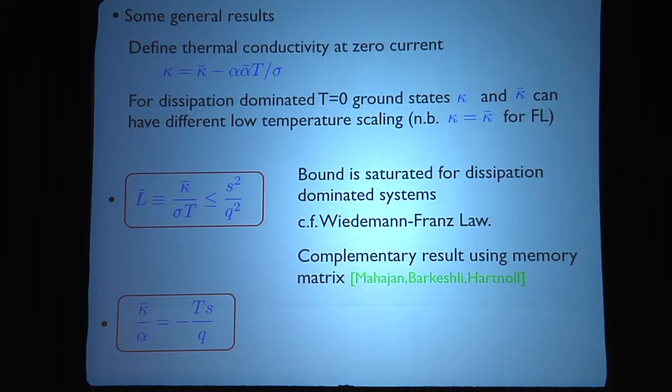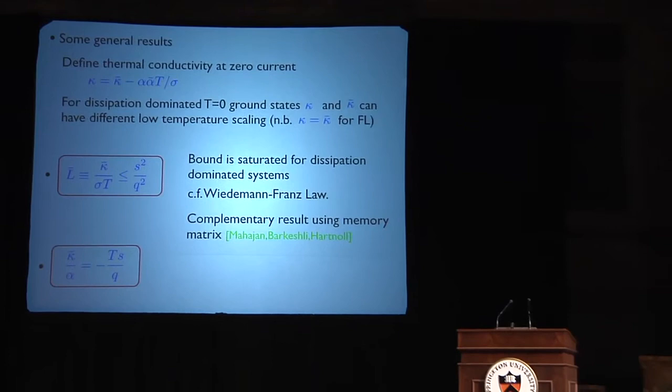We can also introduce this quantity, which is the ratio of kappa bar to sigma times T. This is an interesting quantity because for Fermi liquids, it's a constant. More precisely, it's a constant if you have a Fermi liquid with just elastic scattering. We find a bound on L bar for all of these black holes, which is given by the entropy density divided by Q squared. And this bound is saturated by the dissipation-dominated systems. There's another general result that the ratio of kappa bar and alpha is given by, again, this nice thermodynamic data, TS on Q. And I'll just remark that these people found some similar results using this memory matrix formalism, which applies in the context of near-translation invariant ground states, whereas our results are for the general class of these Q-lattice black holes.